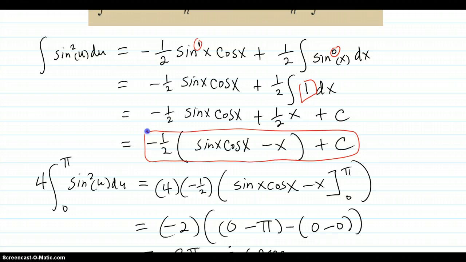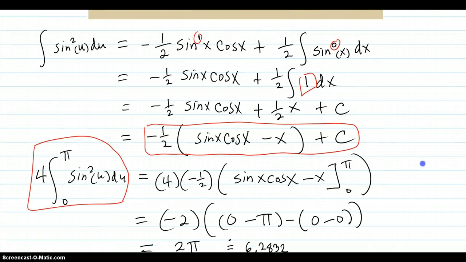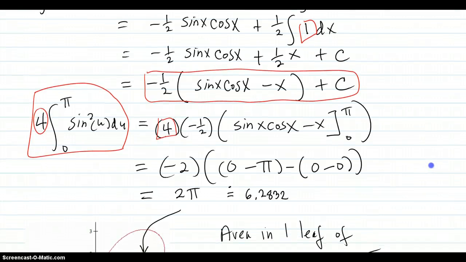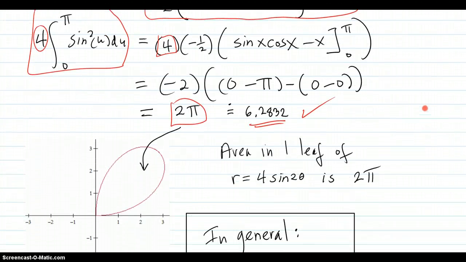But our original integral we wanted, the u-substitution version, was this, so we want an extra 4 multiplying there. And evaluate it from 0 to pi. You do all the evaluation, and indeed it comes out to be 2 pi, which does verify with our Simpson approximation from above. So that's good. That means we did it right.